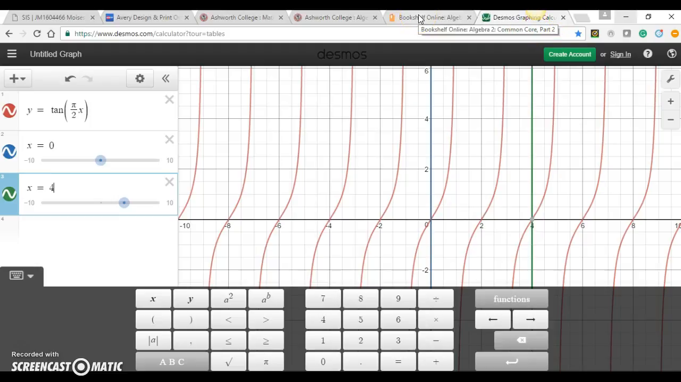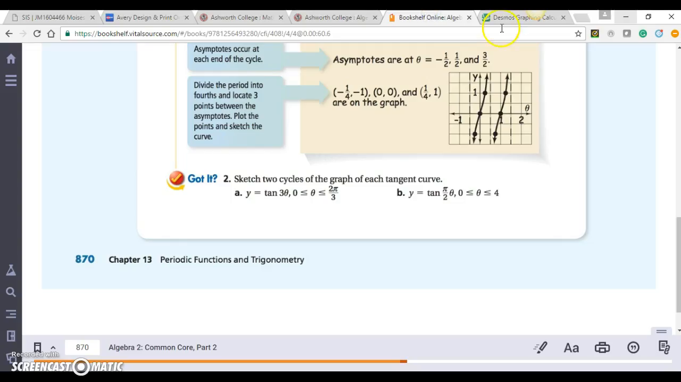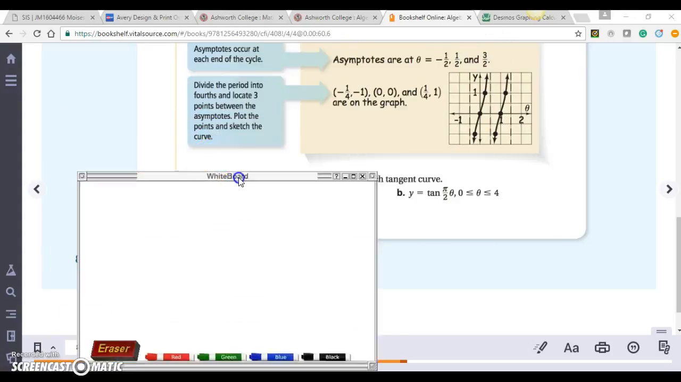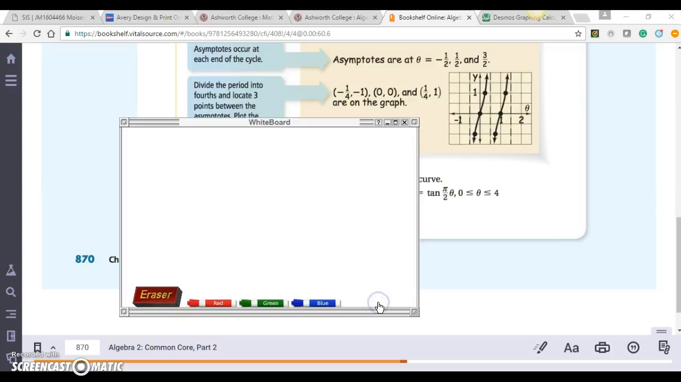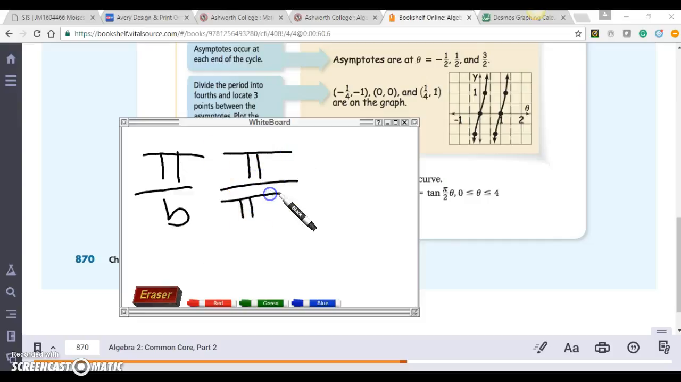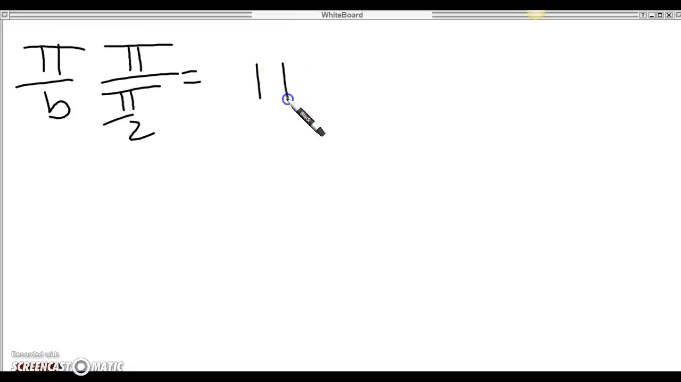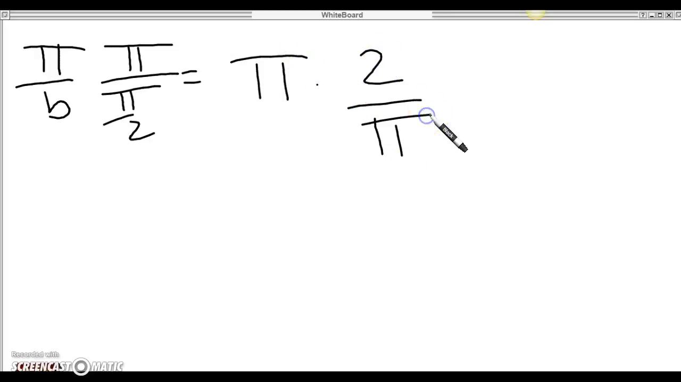Now let's find out the asymptotes. So we can find the asymptotes by finding the period, and I need my whiteboard. So period would be pi over b. My b is pi over 2, so it's going to be pi divided by pi over 2, which is pi times 2 over pi, which is 2, right? And so half of that would be 1, so it'd be negative 1 and 1, but let's work it out.